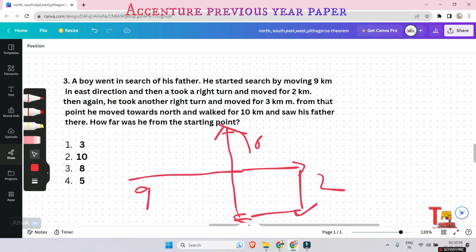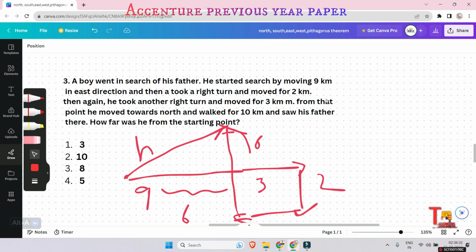How far was he from the starting point? So from the starting point to the end point, what is the distance? Again you have to calculate the hypotenuse. So how much is this? It is actually 9 minus 3, which is 6. That is the base, 6.